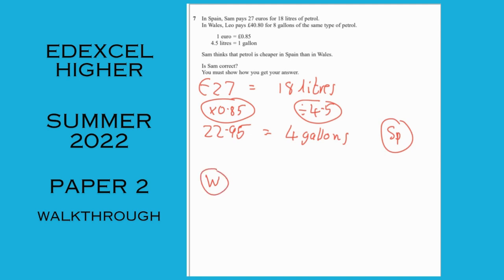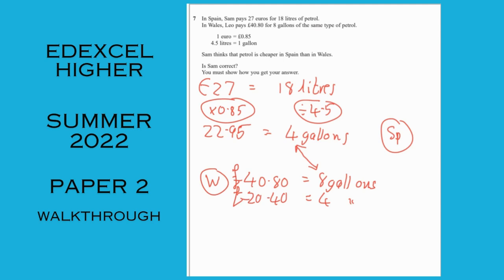In Wales, Leo pays £40.80 for 8 gallons. As you can see, nice and friendly, these numbers. We can double one or halve the other. I'll halve Wales. £20.40 will buy you 4 gallons. So 4 gallons in Wales costs £20.40.